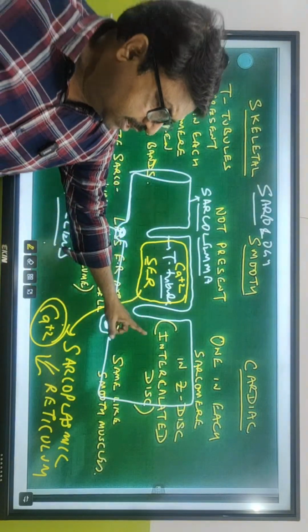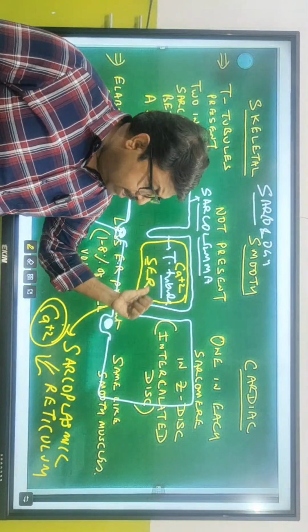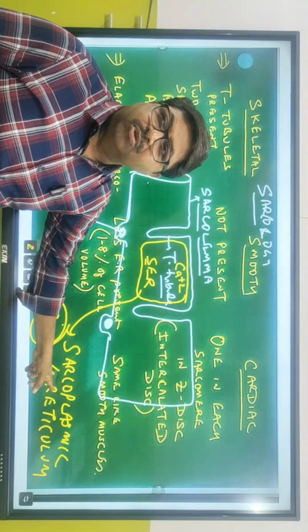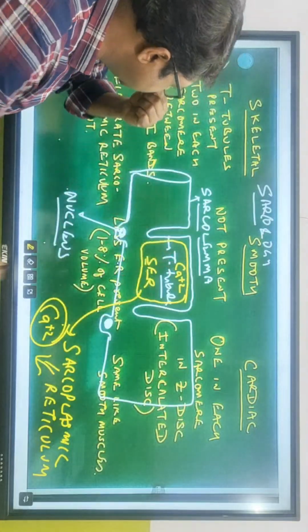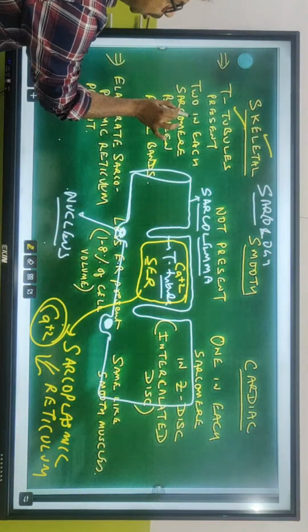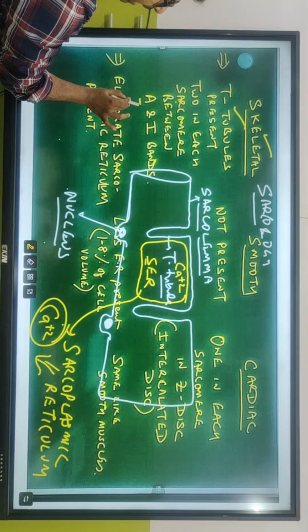So मसल कंट्रैक्शन के लिए क्या चाहिए? कैल्शियम चाहिए. और कैल्शियम कहां पे रहेगा? What is the source of calcium? Sarcoplasmic reticulum is the source of calcium. Any issues with this? Yes, ये क्या है? T-tubule कहते हैं. So T-tubules are present in the skeletal muscles, two in each sarcomere between A and I band.